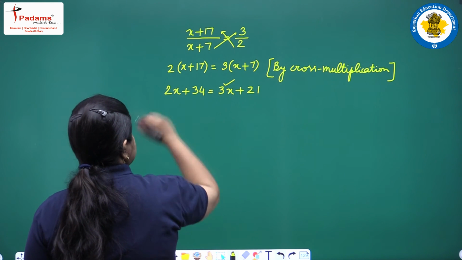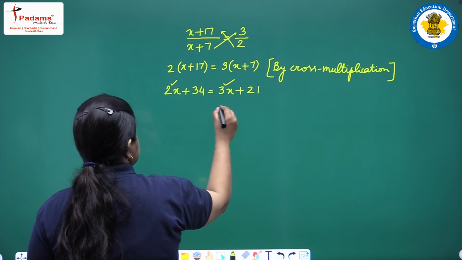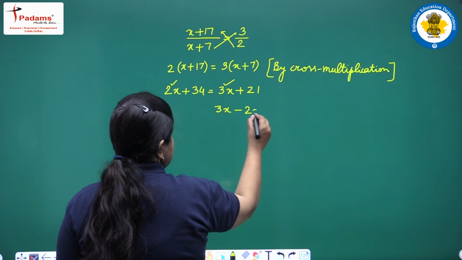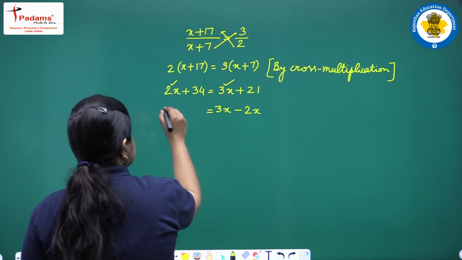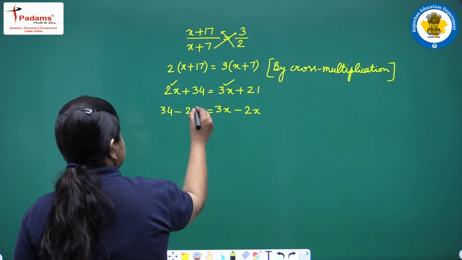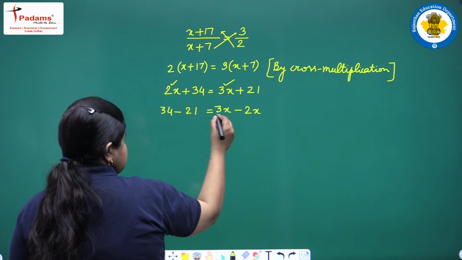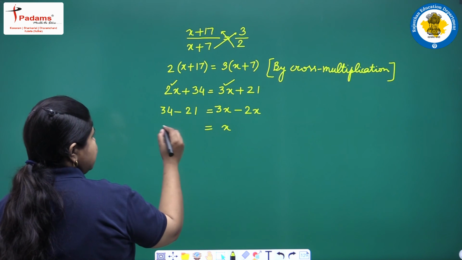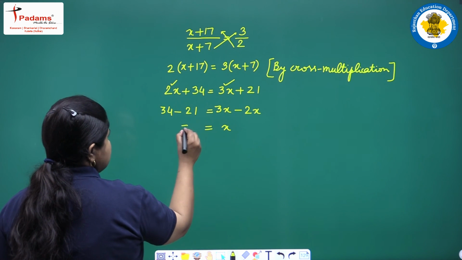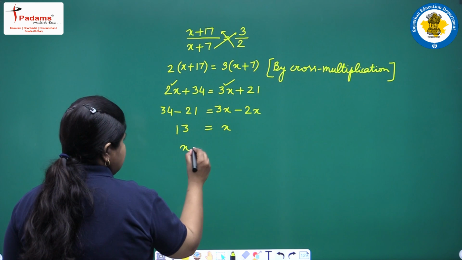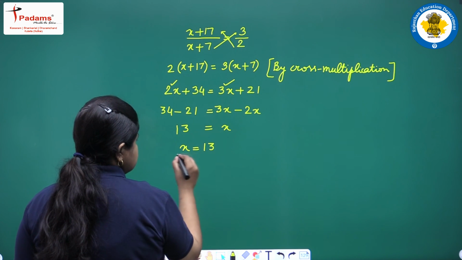Again 3x is bigger than 2x, so I will keep 3x in the RHS and bring this 2x here, it will become minus 2x. Here 34 is already there and bring this 21 here, it will become minus 21. 3x minus 2x will give us x, and here we will get 34 minus 21 is 13. So, we get x equal to 13.